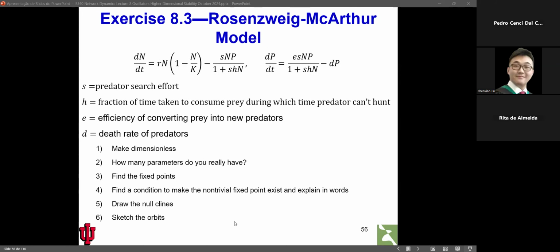So do you want to do this now, Jane? I'm sorry, I don't have a pen and paper right now, but I can draw the nullclines by programming.